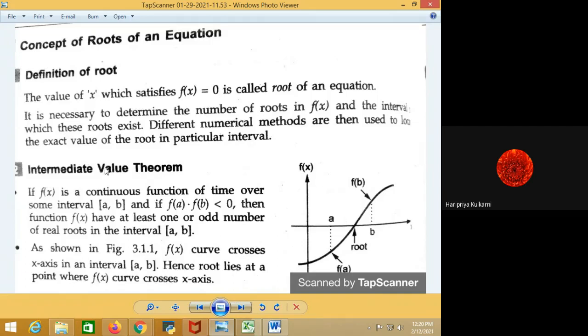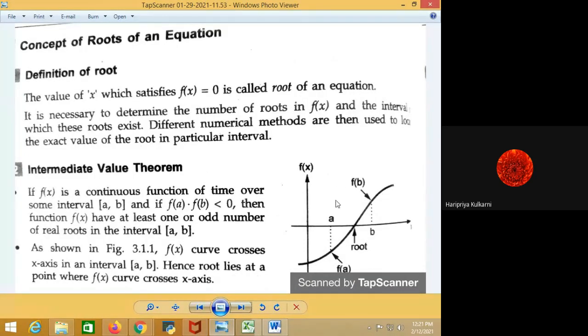What does the intermediate value theorem state? It states that if f of a into f of b is less than 0, then we can surely say that the root lies in between these 2 points. Here it is minus 4 and plus 3, so the product will be negative, less than 0. So with the help of the intermediate value theorem, we can surely claim that the root is definitely in between a and b.